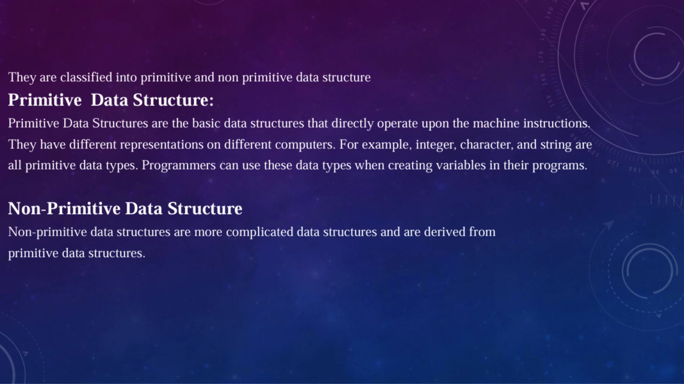Non-primitive data structure. Non-primitive data structures are those data structures derived from primitive data structures. The focus of these data structures is forming a set of data elements that is either homogeneous, that is the same data type, or heterogeneous, that is different data type. Non-primitive data structure is further classified into two types, linear data structure and non-linear data structure.